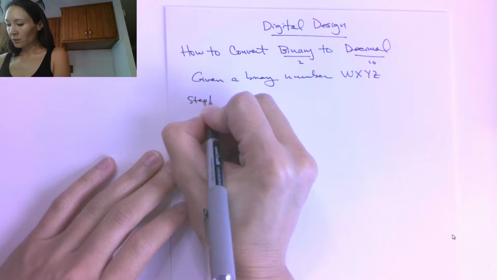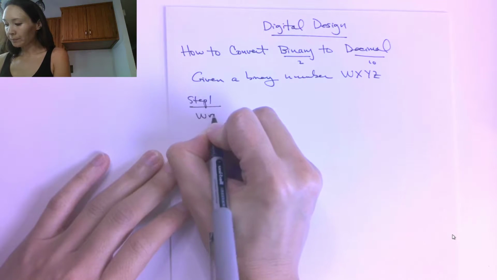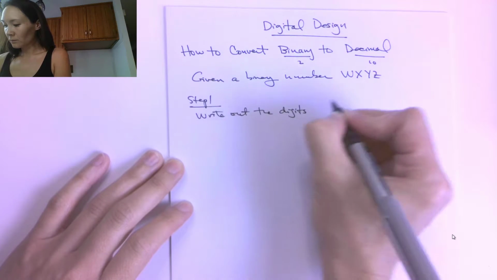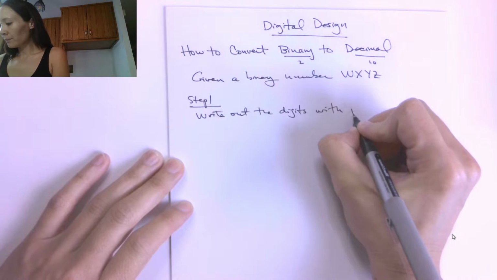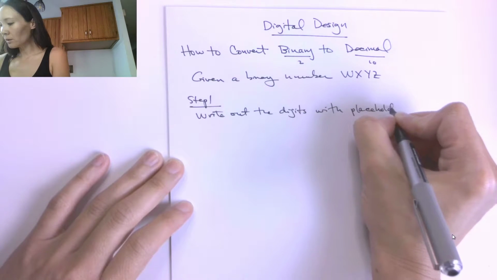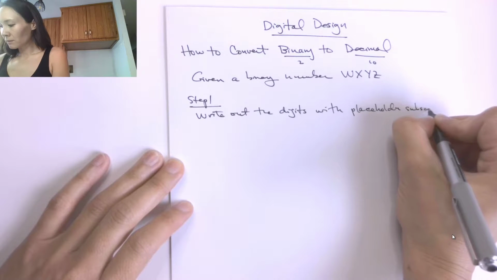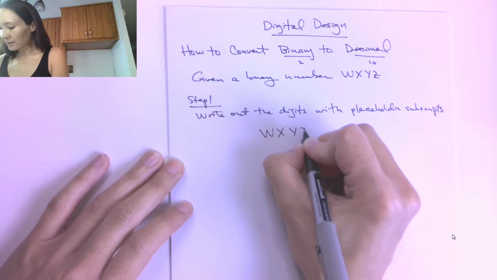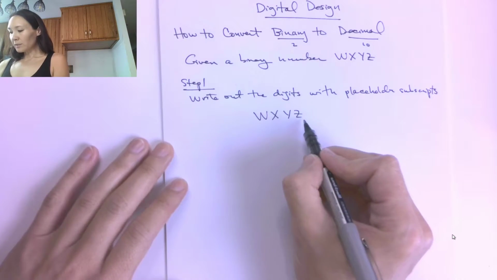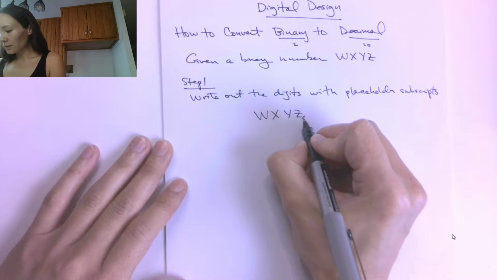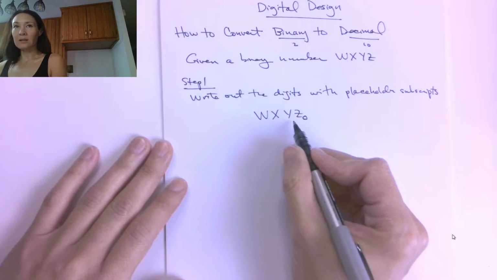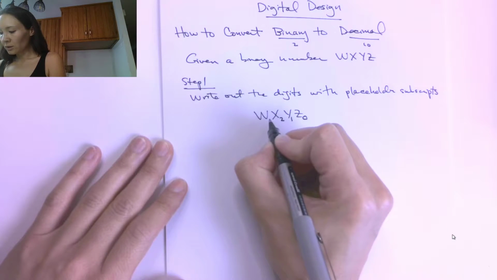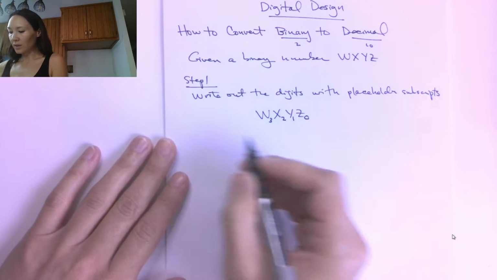The first thing we're going to do, step 1, is write out the digits with placeholder subscripts. So what does that mean? We've got the number WXYZ. The subscript is the number right at the foot of this digit, and we're going to start at 0 in the least significant bit and increase as we move to the left. So this will have a subscript of 1, 2, and 3. Okay, so we just write that out.